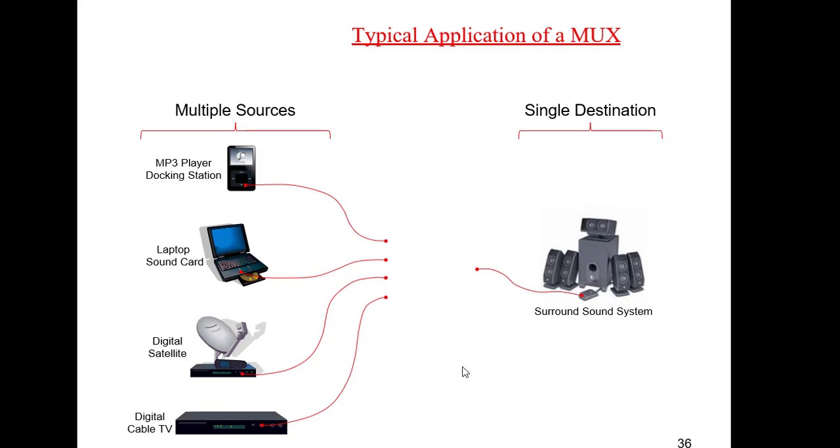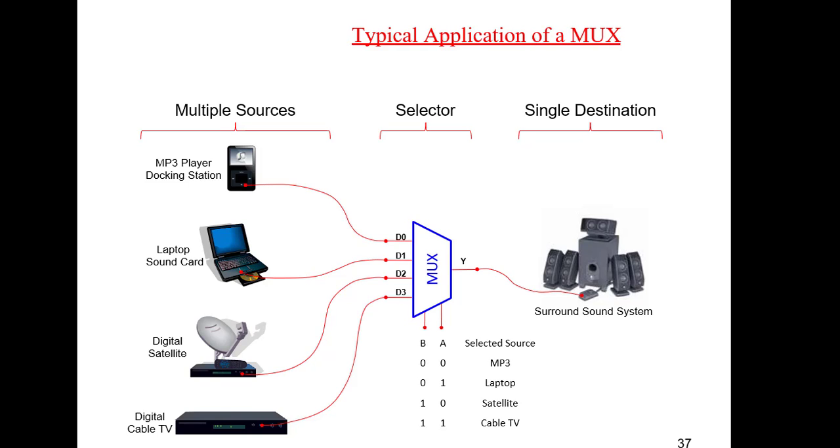Instead of buying all the sound systems, one sound system can be run according to which source we require. Suppose I want the MP3 player, I have to give one such switch, or we can call it a selector. This is the selector line. If I take that particular select line, the MP3 player is selected. If I take another selector, the laptop is selected. Another selector, digital satellite is taken. One more selector, digital cable TV is selected. Like that we can do it. See how we have done it here.